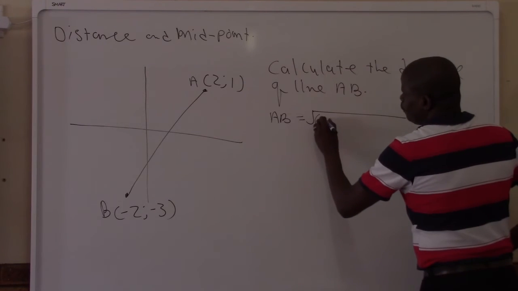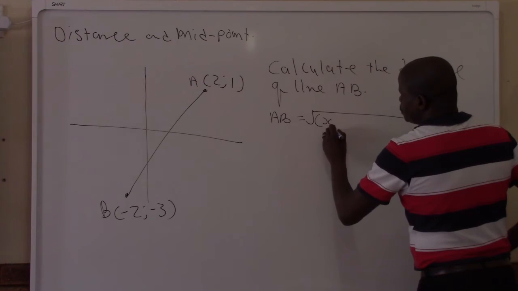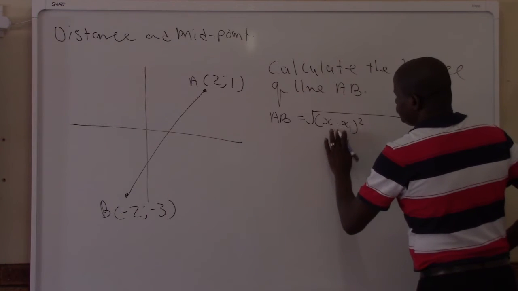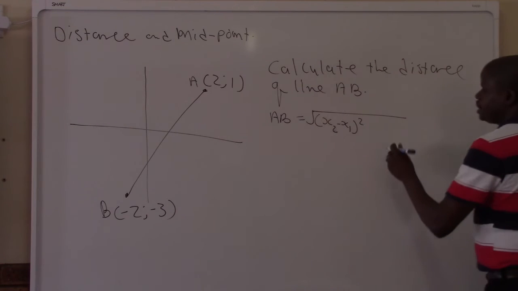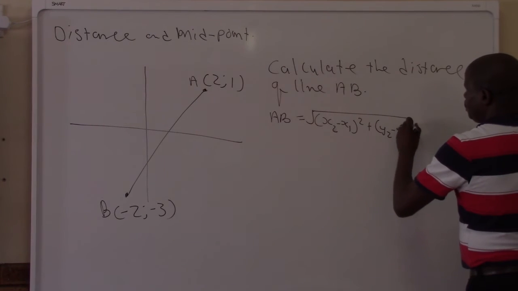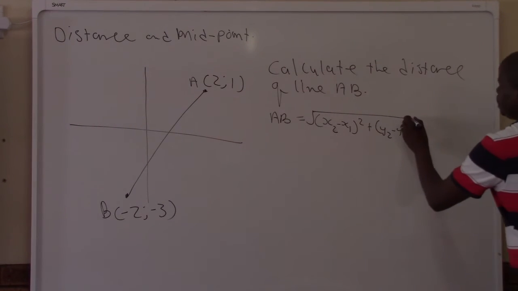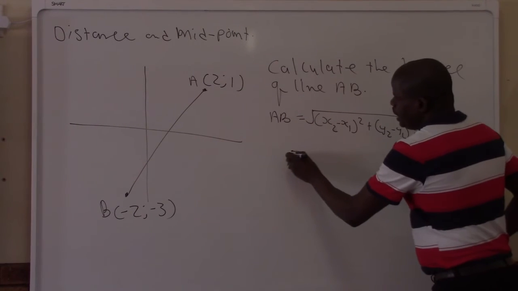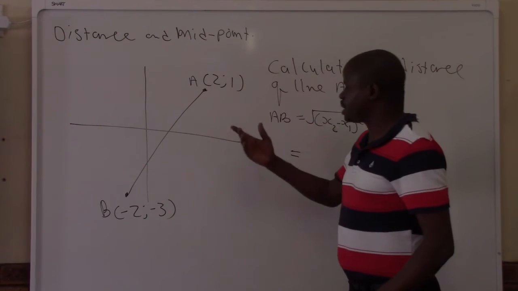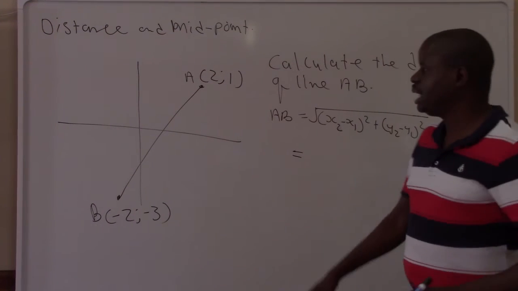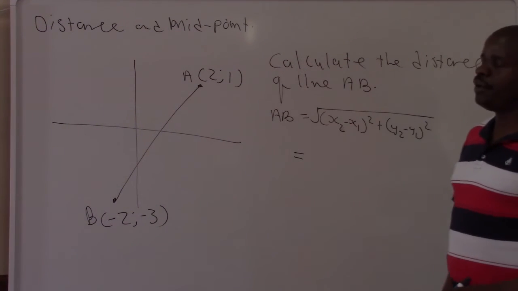So then, what we have to do is we take that formula, which is AB equals the square root of x2 minus x1 squared, plus y2 minus y1 squared. So that is the formula that we have. In this, if we can just say the B point is our second point and A is our first point.